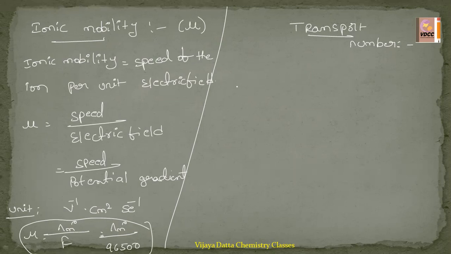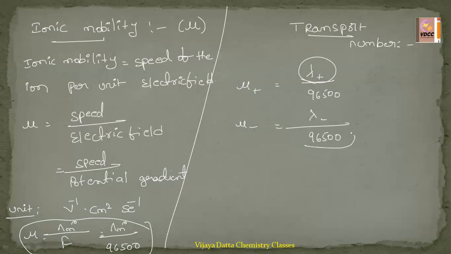If you are calculating ionic mobility for a cation, then it is lambda plus by 96,500, which means it is a cation. For NaCl, it is Na plus, lambda Na plus. If you want to take the anion, Cl minus, suppose, then it is the molar conductance of the anion by 96,500. This 96,500 is nothing but Faraday, 1 Faraday. So this is the speed of the ion by potential gradient.